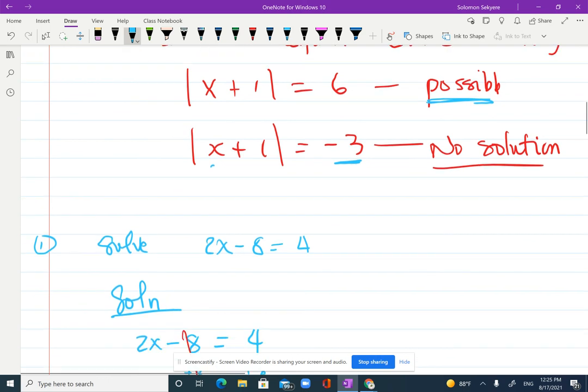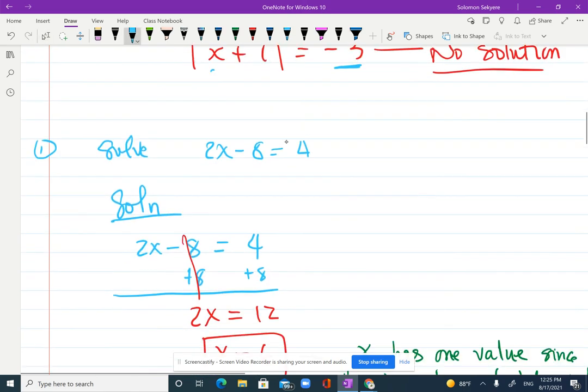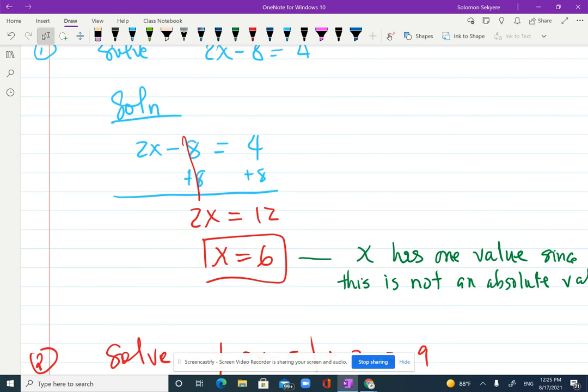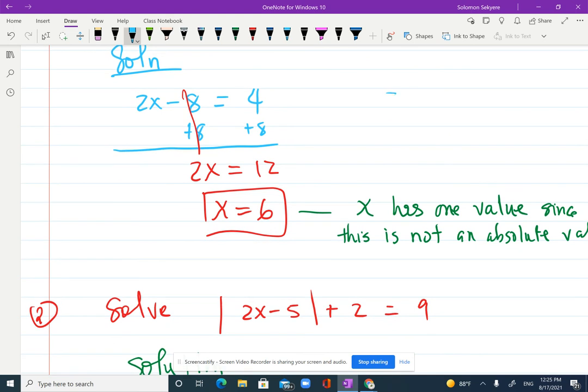Now let's solve this equation here: 2x minus 8 equals 4. Just a quick review. How do we solve this? Just add 8 to both sides, divide, and then x equals 6, one value. Because this equation is not an absolute value equation, we solve it and we are done.